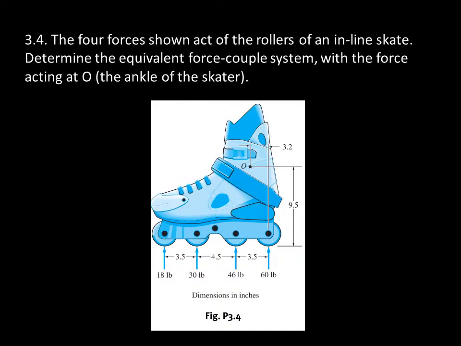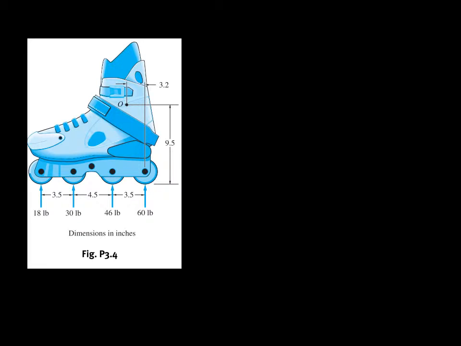We will be discussing the problem in Pytel's book at page 102, number 3.4. The four forces shown act on the rollers of an inline skate. Determine the equivalent force-couple system, with the force acting at O. Let us first identify what is required in this problem.